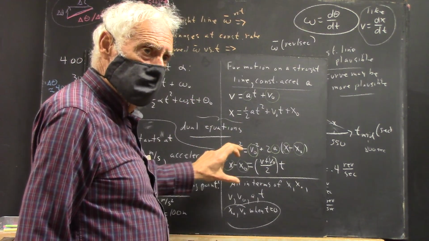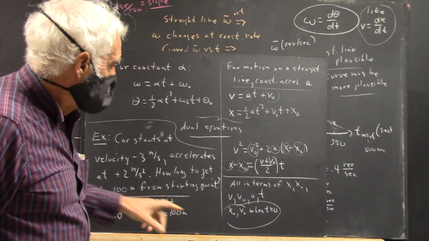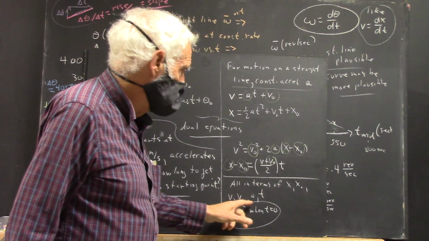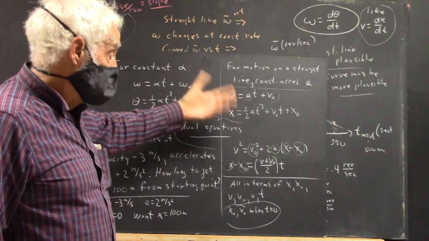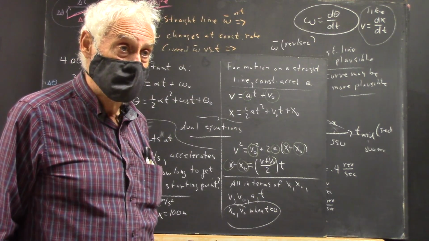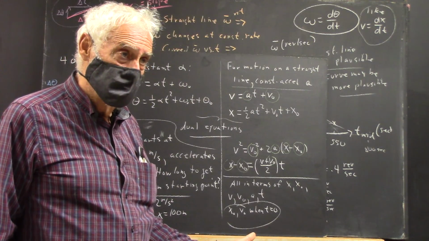You understand the strategy? The strategy is to identify x, x naught, v, v naught, a, and t, as many of those as you can. And then if you've got enough of them, you go to the equations and figure out everything else. Make sense? Takes a little practice.